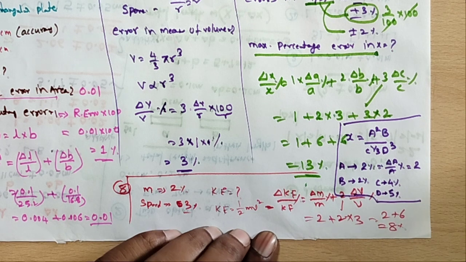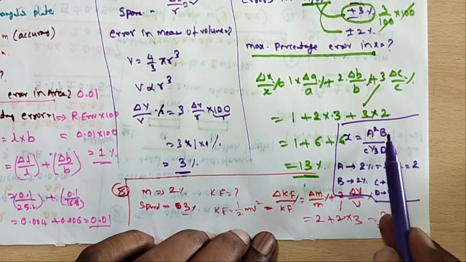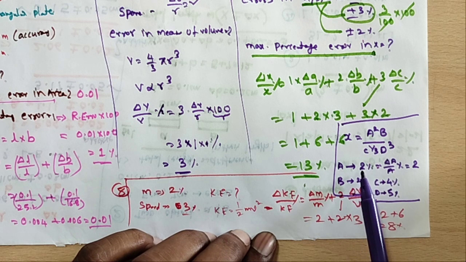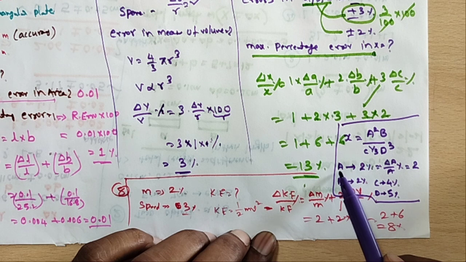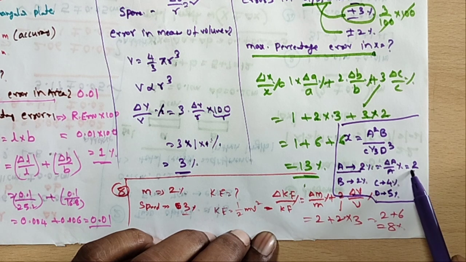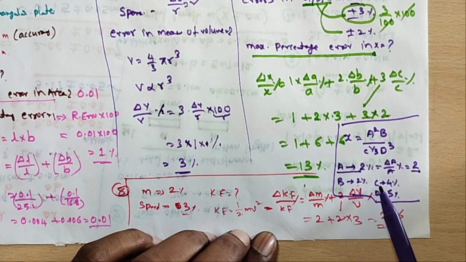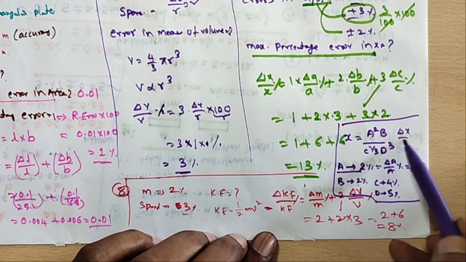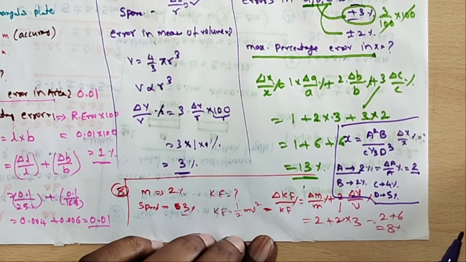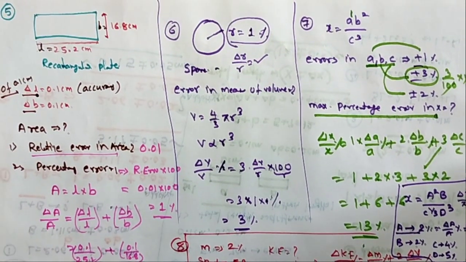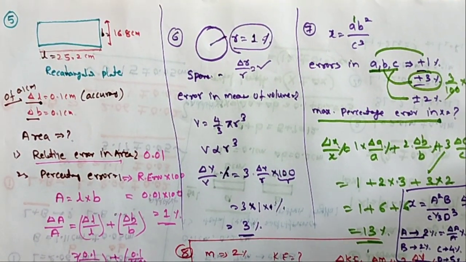Please calculate. The relation is x is equal to a square b by c power 1 by 3 d cube. If a is equal to 2% is given, that means delta a by a percentage is equal to 2, b is 2%, c is 4%, d is 5%. So you can calculate what is the delta x by x percentage. So this is all our combination of the errors. Thank you one and all.